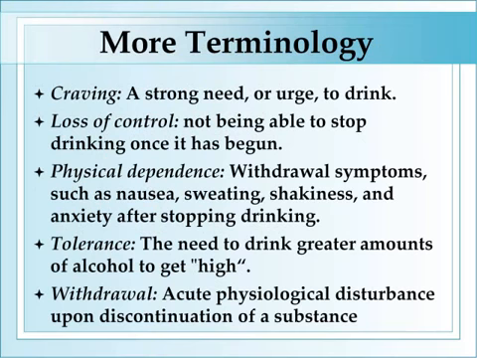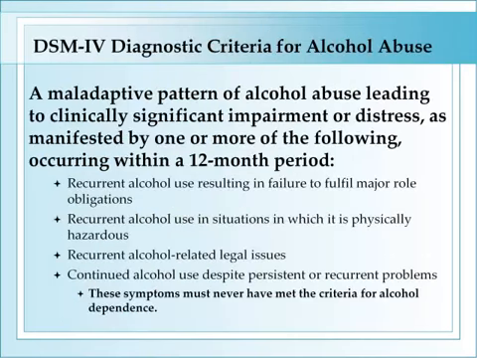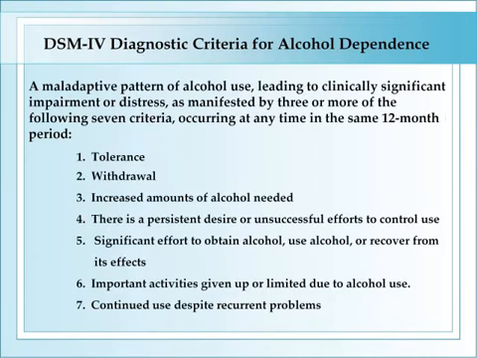Additional terminology we'll want to be aware of: craving, a strong need or urge to drink; loss of control, not being able to stop once alcohol use has started; physical dependence, where you might experience withdrawal symptoms such as nausea, sweating, shakiness, or anxiety after stopping drinking; and tolerance, the need to drink greater amounts of alcohol to get the same high. The DSM defines diagnostic criteria for both alcohol abuse and alcohol dependence, and while overlapping, they both include a maladaptive pattern of alcohol use leading to clinically significant impairment or distress.